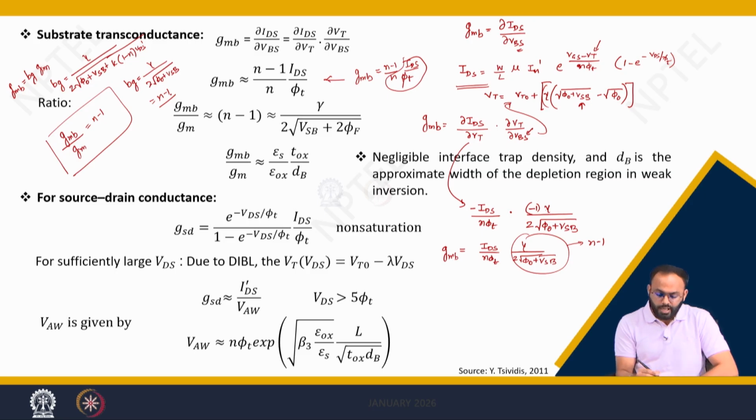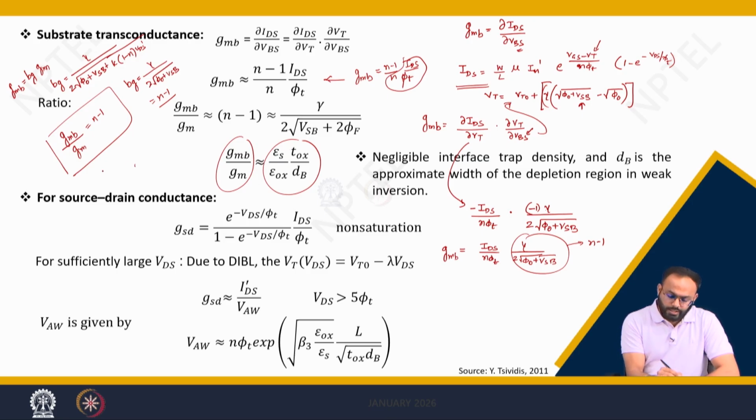So here again we can relate the controllability of the gate and the body on the channel, which means if we define n minus 1, which is nothing but n is given by 1 plus Cb divided by Cox, we can define GMB by GM ratio in terms of the permittivities and the oxide and depletion thickness, which defines the controllability of the gate or the body in the channel.